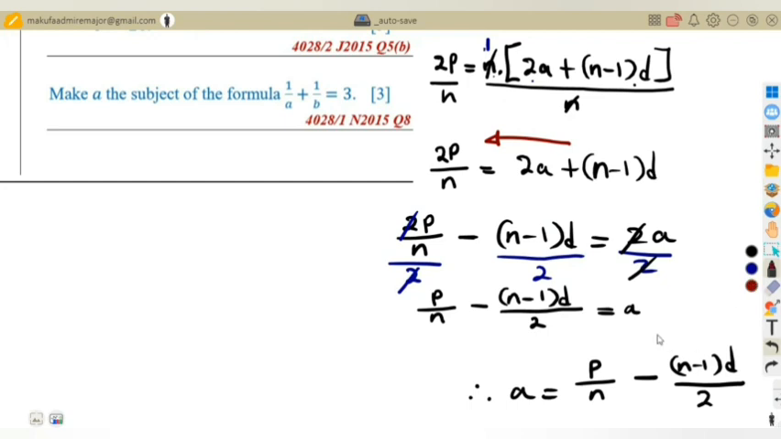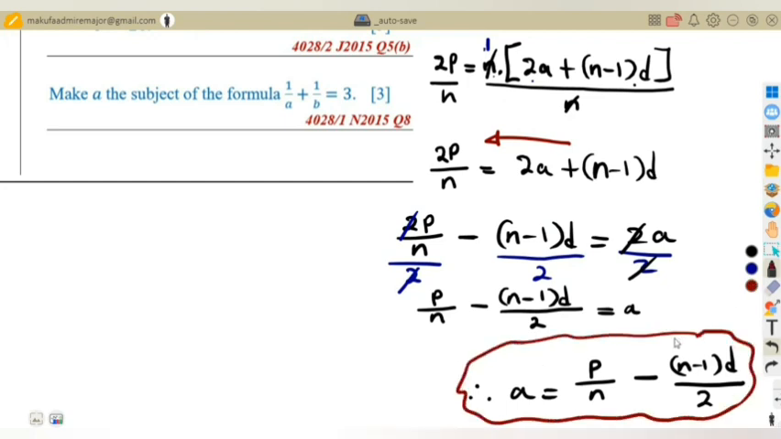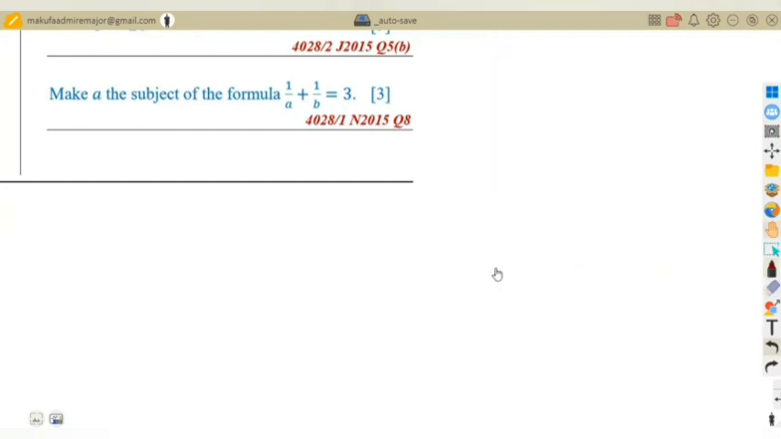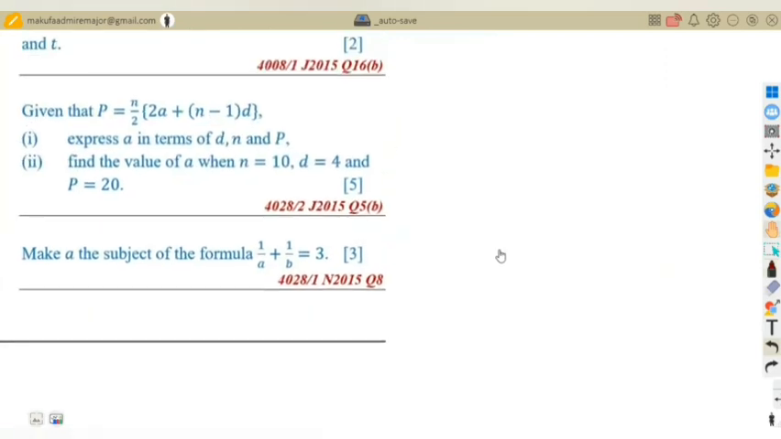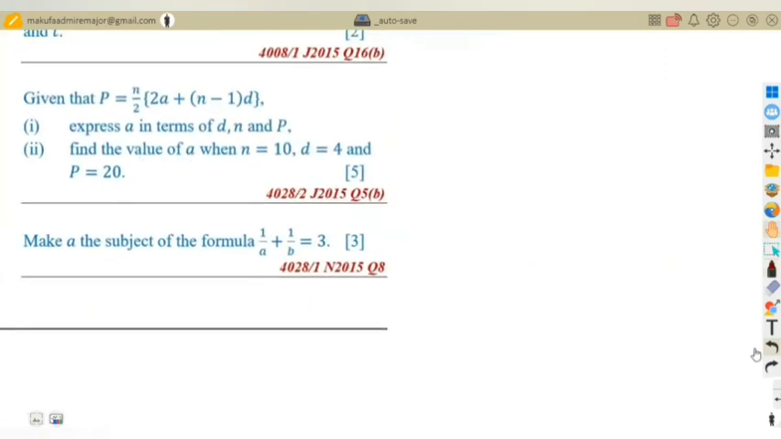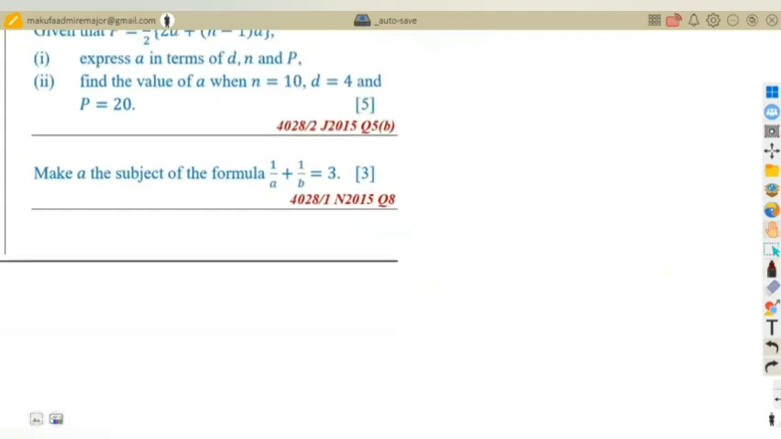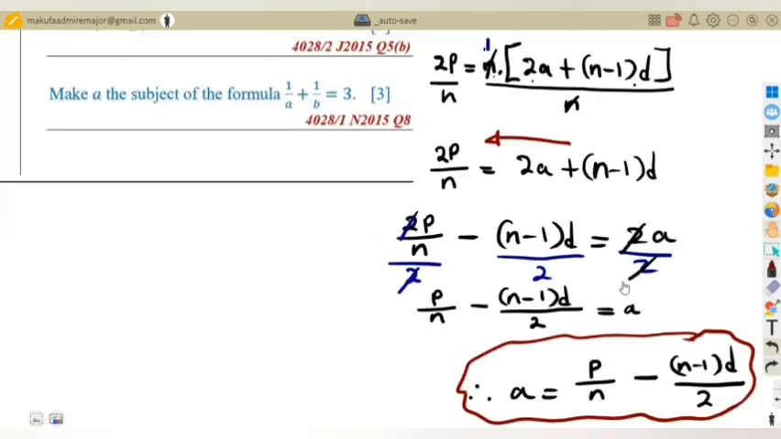So that was what we are supposed to have at the end with our a as the subject of the formula. So many ways to deal with this part. All right, so here they want us to find the value of a. So I have my information back.